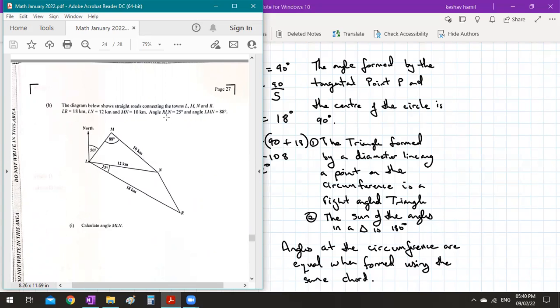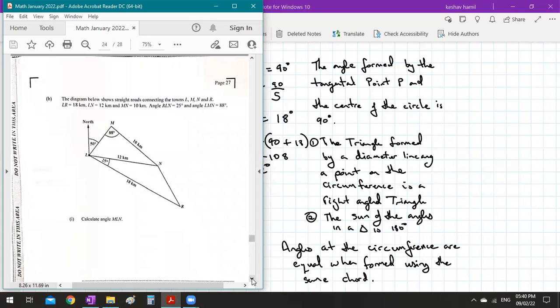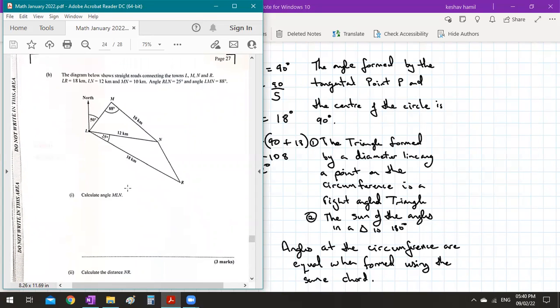Angle RLN is 25 degrees and the angle LMN is 88 degrees, as here. And they give us a bearing from north, which is 50 degrees. Calculate the angle MLN. So let me throw a copy of this diagram.